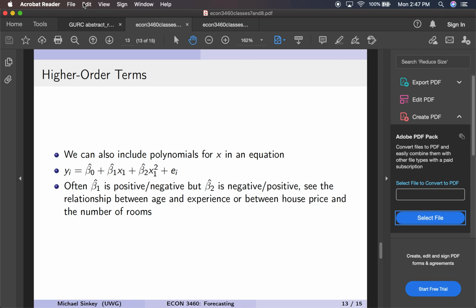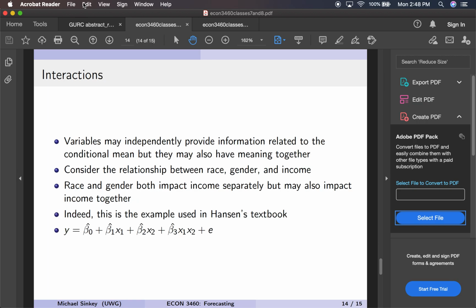your income goes up fairly quickly at younger years of your career, but then as you begin to get older, it goes up less quickly. So there's this nonlinearity of the relationship between experience and, say, salary. This is something that we can capture with both beta 1 and beta 2. So maybe beta 1 is positive, but beta 2 is negative, something like this.